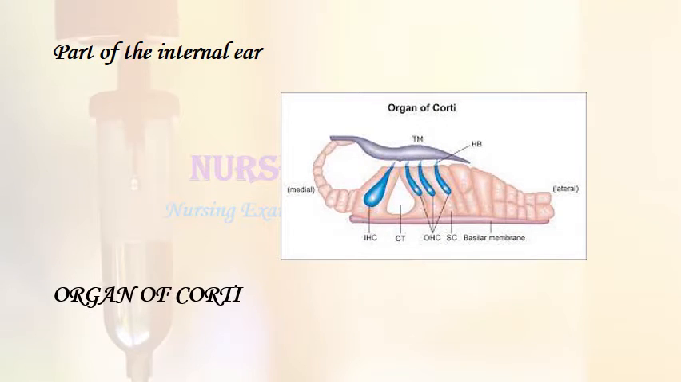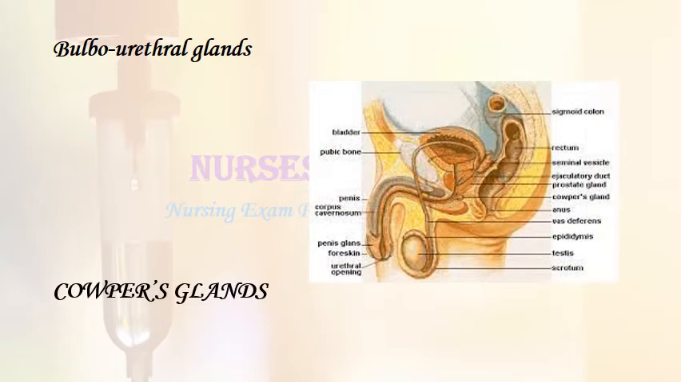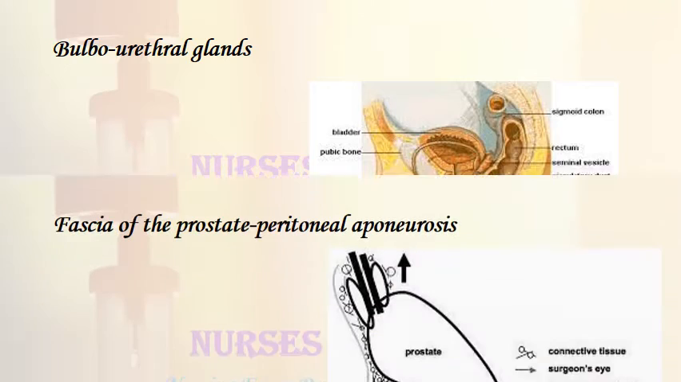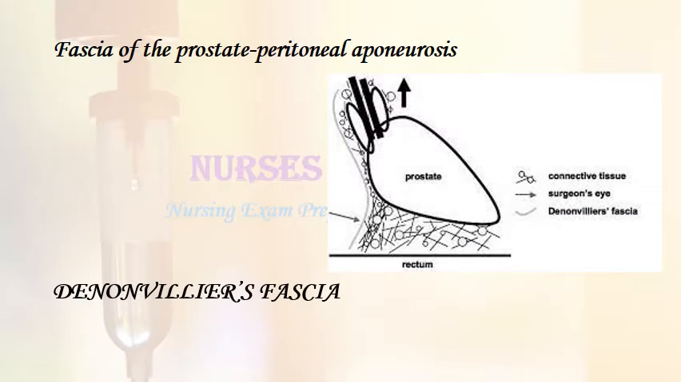Part of the internal ear: Organ of Corti. Bulbourethral glands: Cowper's glands. Fascia of the prostate, peritoneal aponeurosis: Denonvilliers fascia.